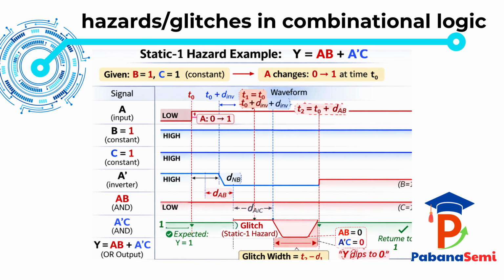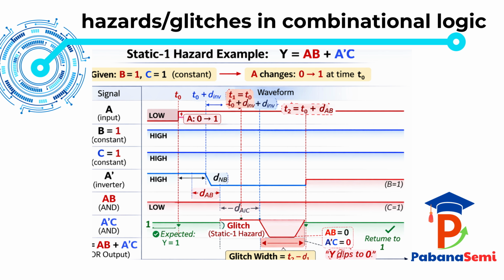Now let's read this waveform for a static 1 hazard using the function Y equals AB plus A prime C. We are given B equals 1 and C equals 1 as constant highs, and only A changes from 0 to 1 at time t0. First, look at the logic before the transition. When A equals 0, then A prime equals 1, so A prime C equals 1. That makes Y equals 1, as expected. After the transition, when A equals 1, then AB equals 1, so again Y should be 1. So logically, Y must stay high the entire time.